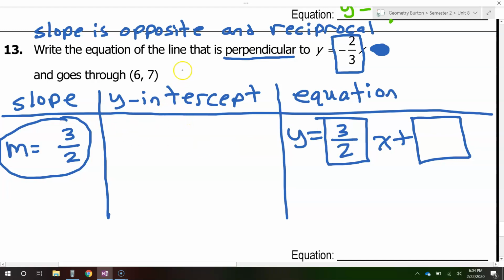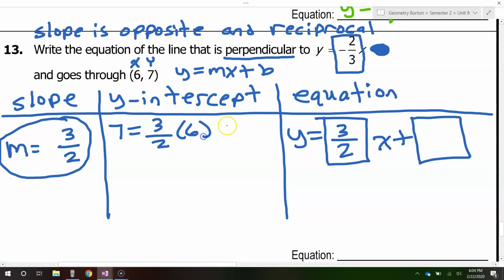Now it's time to find the y-intercept. As we contemplate the y-intercept, we are thinking about y equals mx plus b. This is x and this is y. So starting with y means starting with 7. So 7 equals. Then it's time for the m, which is 3 over 2. So 3 over 2. And then next is x. x is 6. And then plus b.